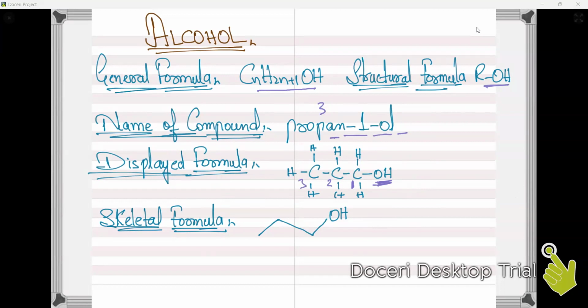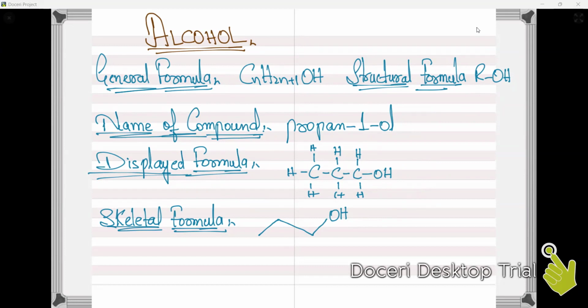So the displayed formula is this. And this is the skeletal formula. In the skeletal formula, as I told you earlier as well, we generally do not write the carbons. We just represent it in the simplest version. All of this you need to learn. If you want to excel in organic chemistry, whatever I'm teaching in this video has to be on your fingertips.